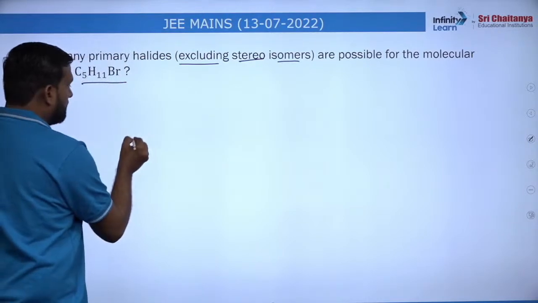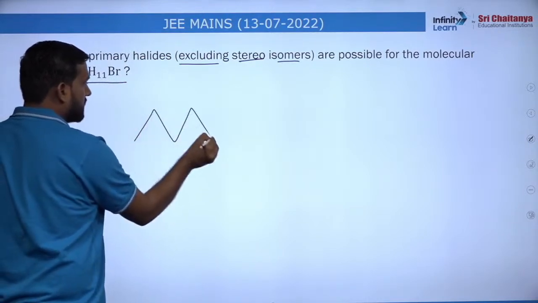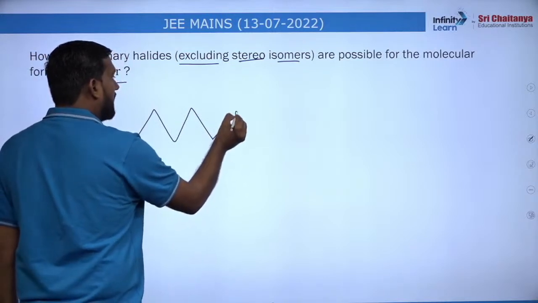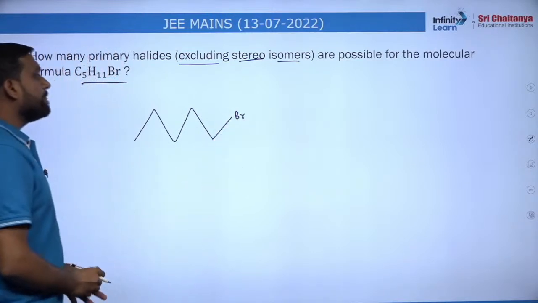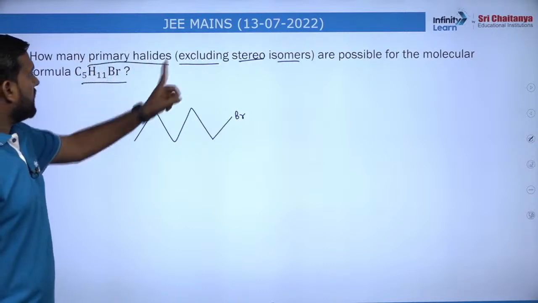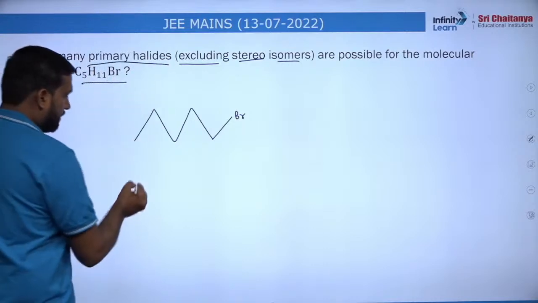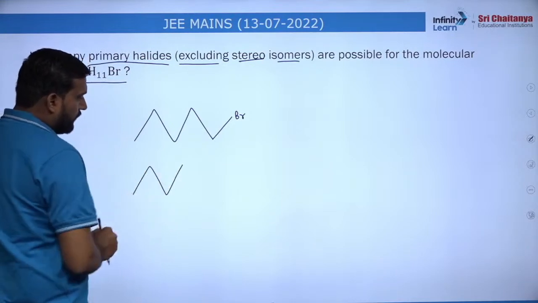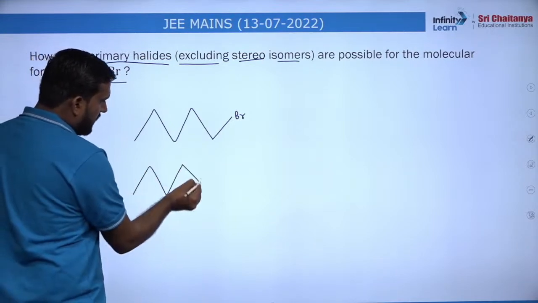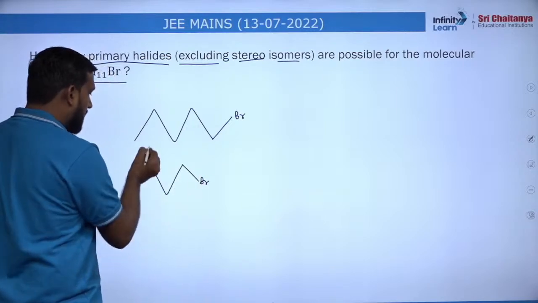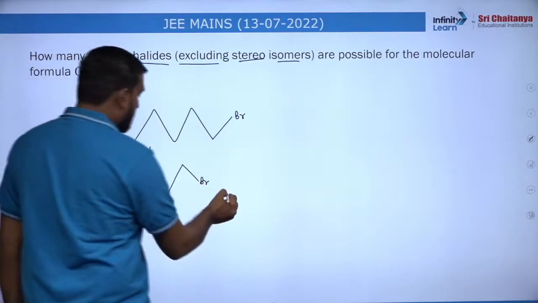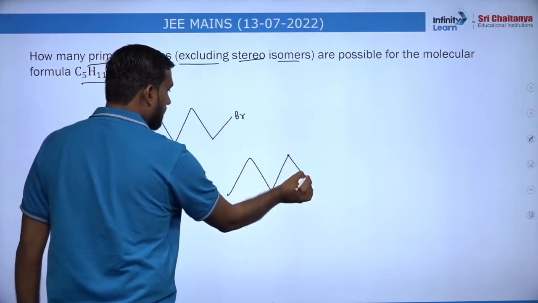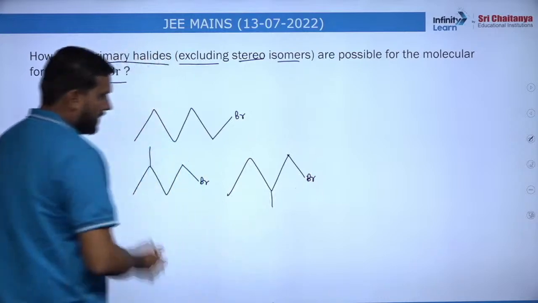So let's draw them. The first is this. Let's take a straight chain of 5 carbon and attach a Br, and remember we have to only draw the primary halides. Don't worry about the secondary and all that. Going for the next, let's take a chain of 4 carbon, attach a bromine here, and now attach the 5th carbon here. Another possibility is that attach this carbon here and bromine here. So these are the 3 possibilities till now.